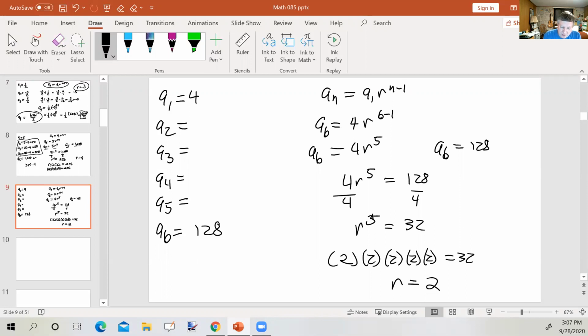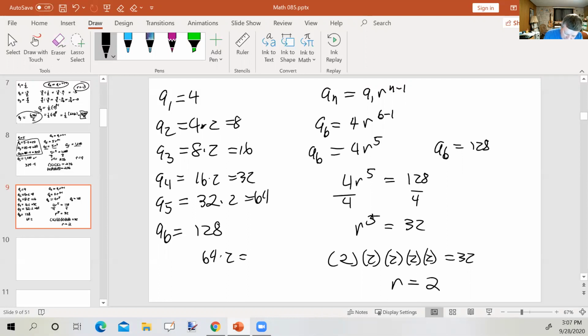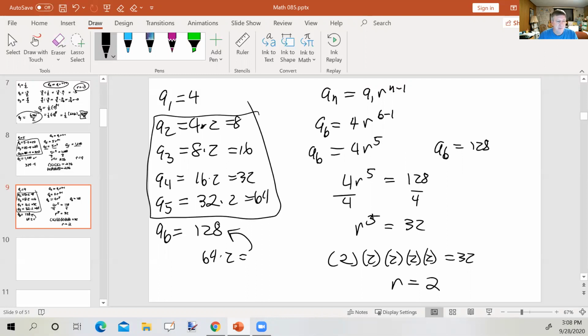Okay. So if a sub 1 is 4, a sub 2 is 4 times the common ratio of 2, which is 8. A sub 3 is 8 times 2 is 16. 16 times 2 is 32. 32 times 2 is 64. 64 times 2 is 128. So here are your four geometric means.